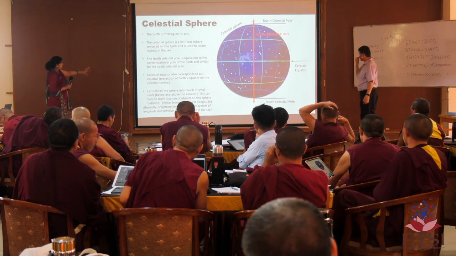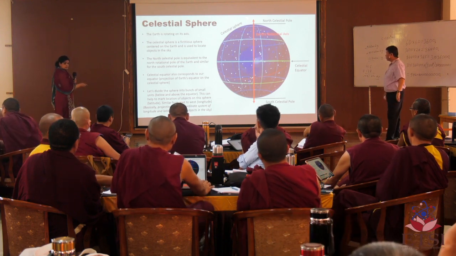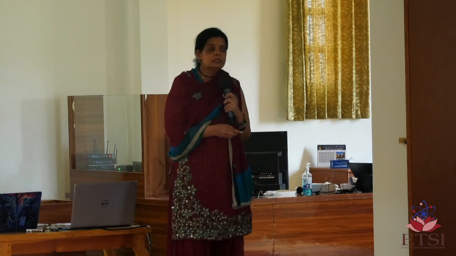So this is what a celestial sphere will look like. So in the center we have the Earth, which is rotating on its own axis, right? And then this is the celestial sphere. Now, as I mentioned, this sphere is very useful in locating where the object is on the sky. So just think about all the stars projected onto this imaginary sphere. And like the Earth has its north and south pole, similarly, this celestial sphere also has north celestial pole, south celestial pole, and equator, celestial equator.